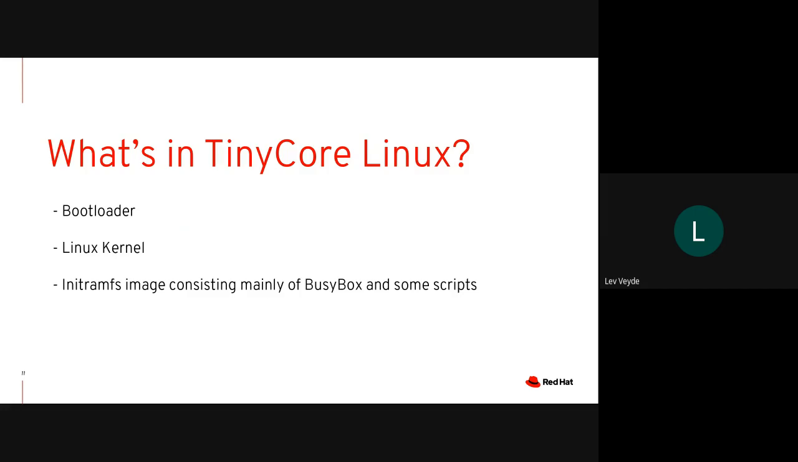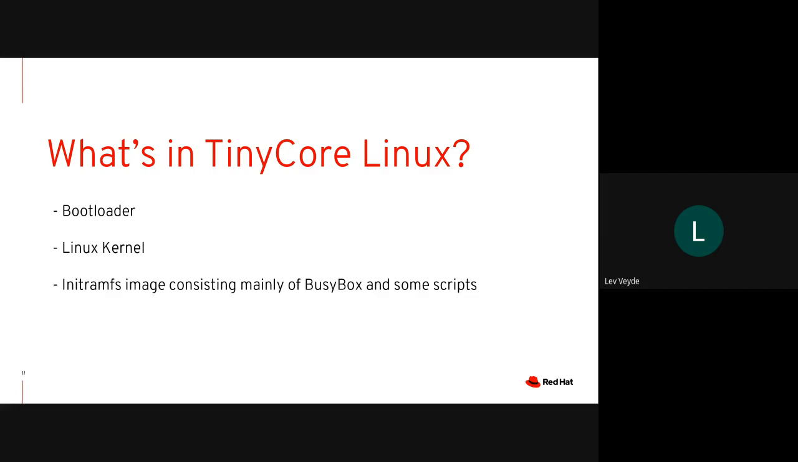So basically what's in Tiny Core Linux, I try to get the technical details out as much as possible, because I said that the talk will be basically an introduction level. So just small details. It's quite a simple distro. It basically consists of a bootloader, a Linux kernel, and an initramfs image, which inside of it is mostly BusyBox, a toolkit of utilities, and some scripts that glue it all together.